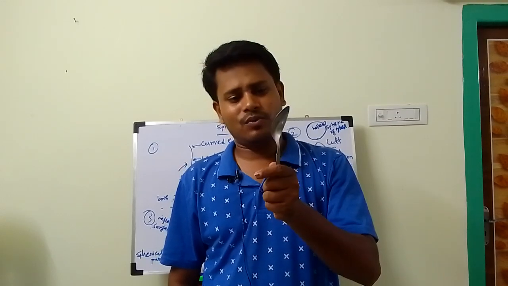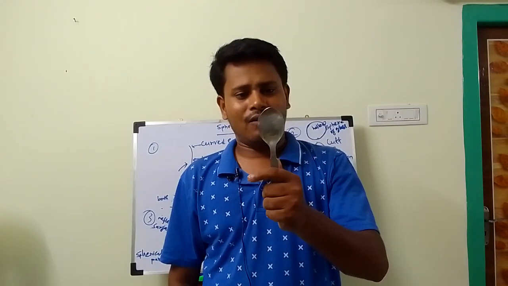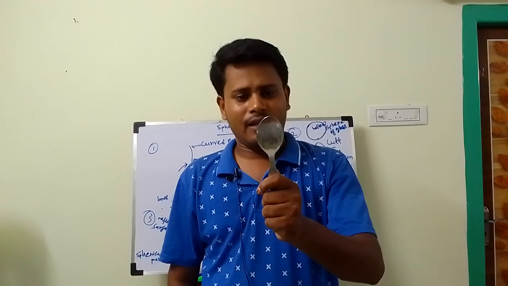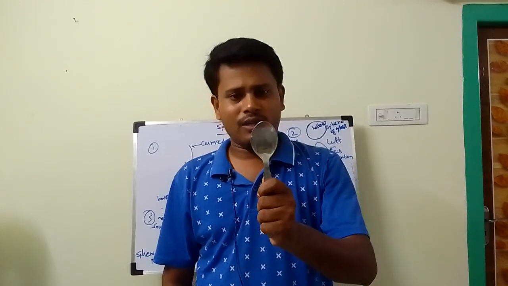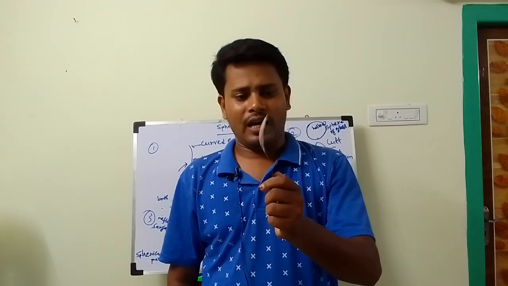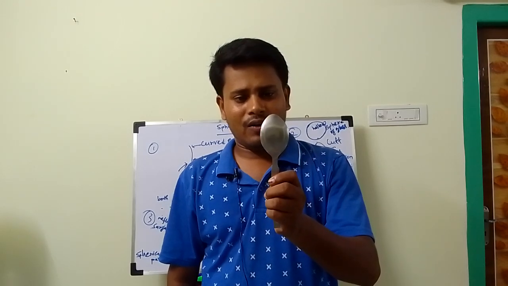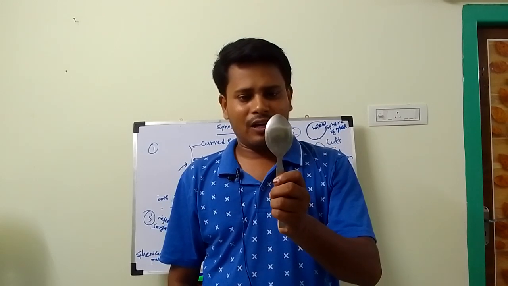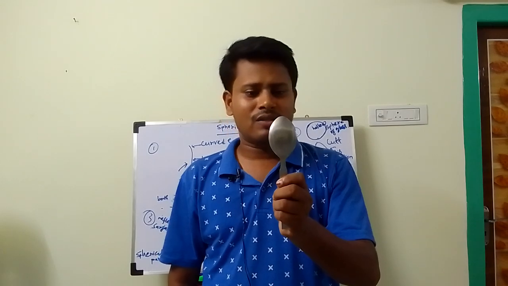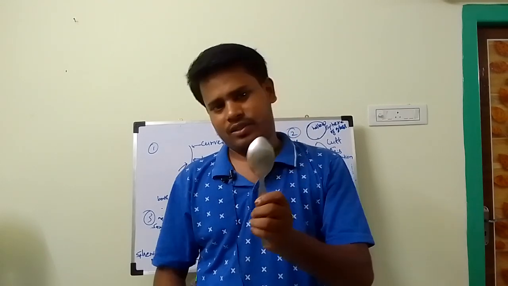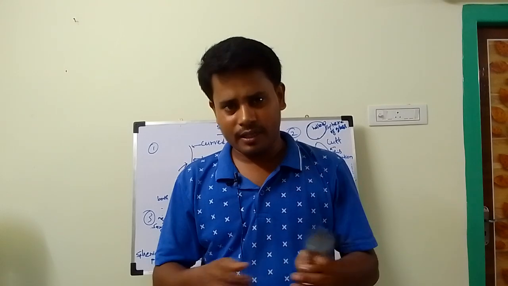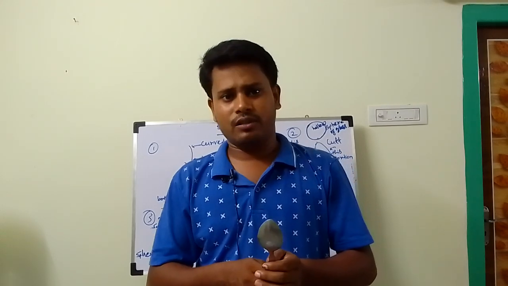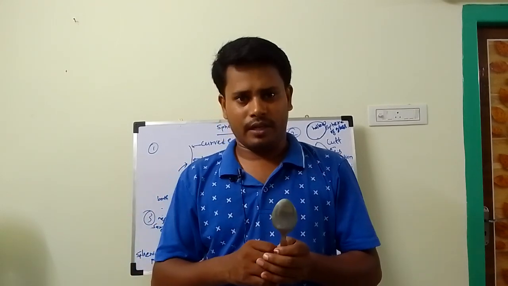Similarly, if I rotate the spoon, now at the back side I can again see the image. This image is obviously the erect image, and on the front side the image is inverted. What is the inverted image? What is the erect image? I will discuss this in a later class.